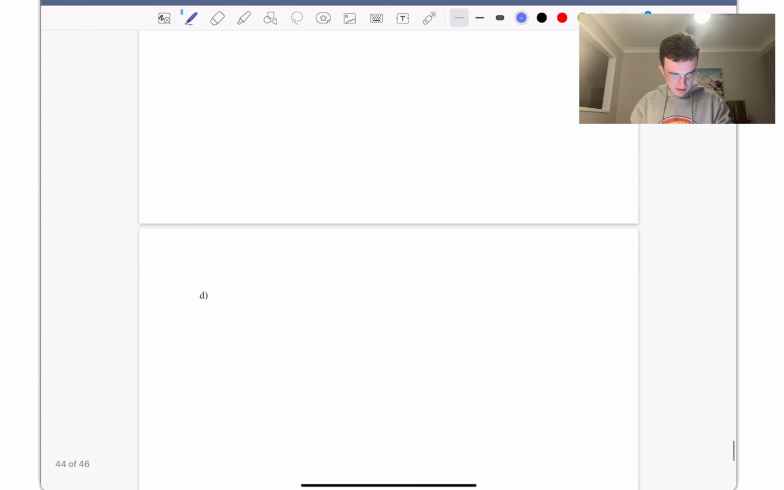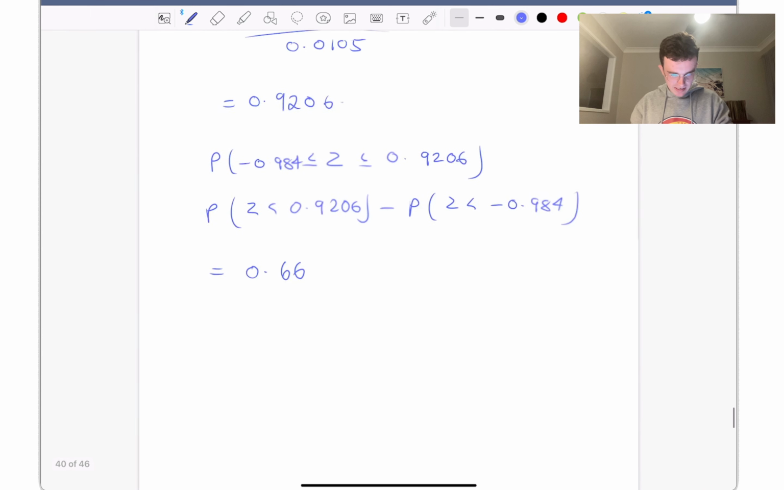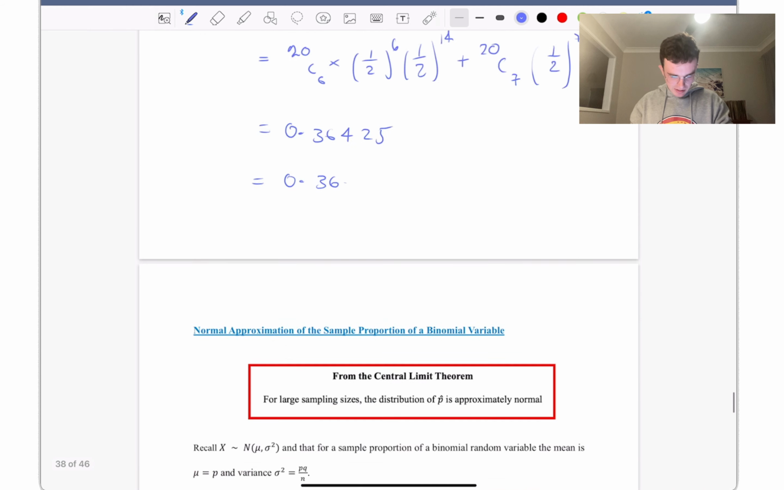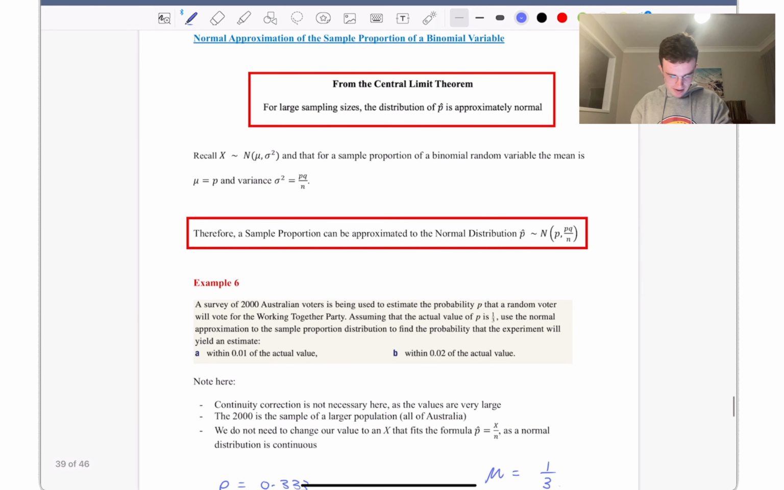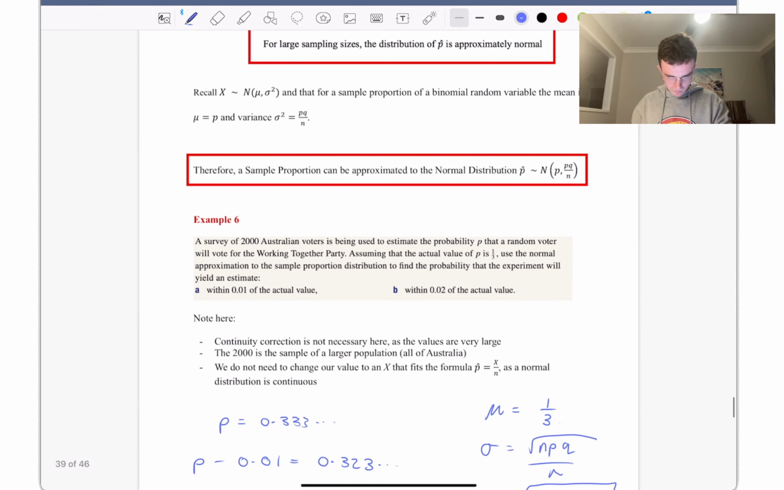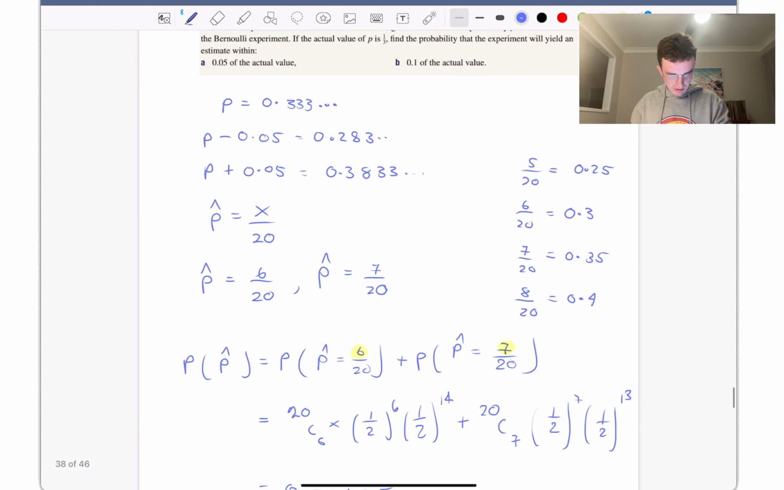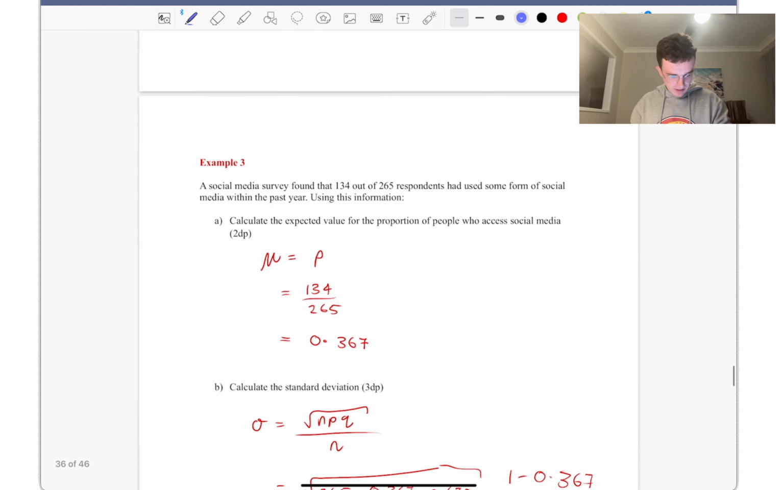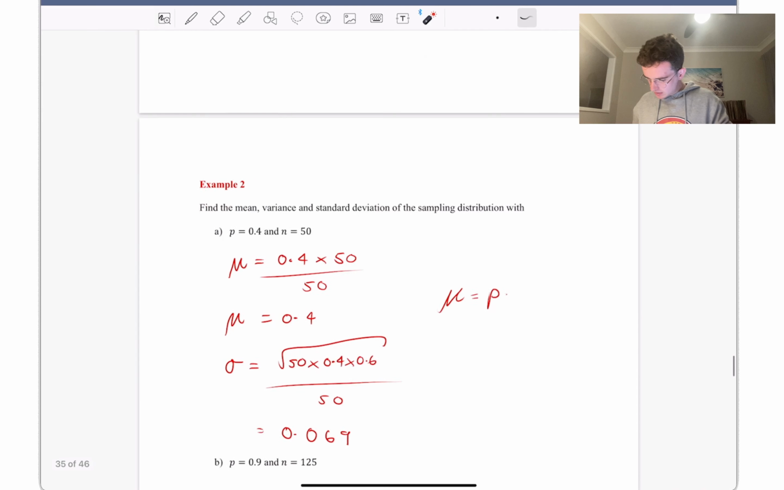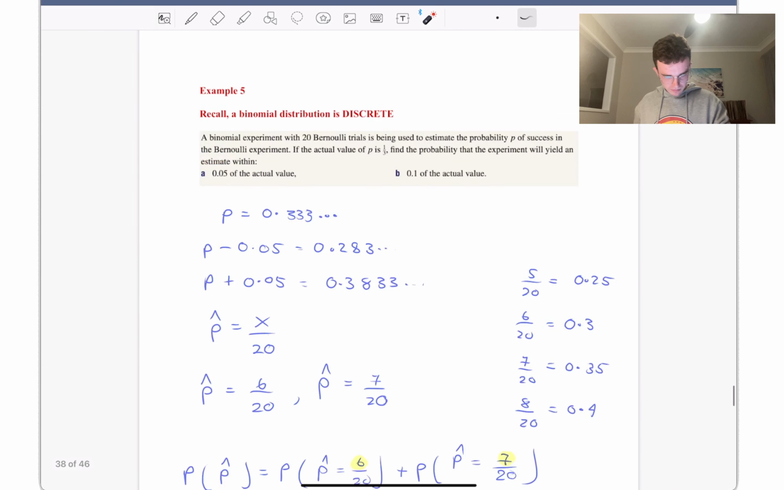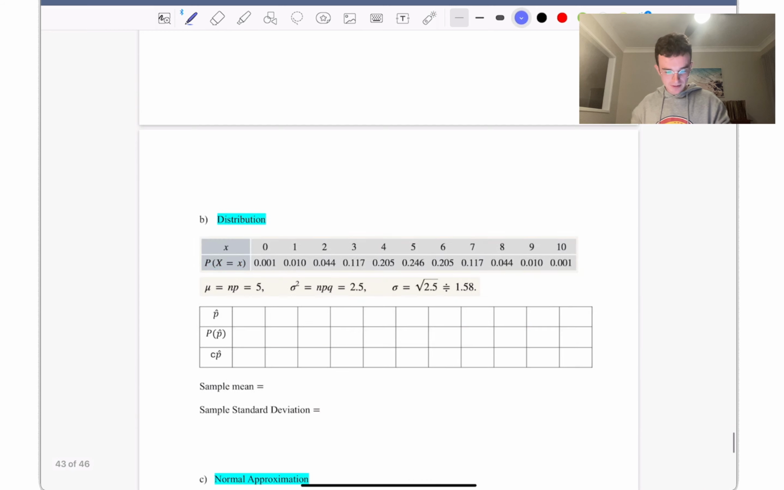Wait, I feel like I've done something wrong. The standard deviation is PQ on N, not NPQ on N. Let me just quickly backtrack, sorry. I thought it was, oh no, yeah, it is, NPQ on N. Okay, I'm silly. Ignore me, I was right the whole time.